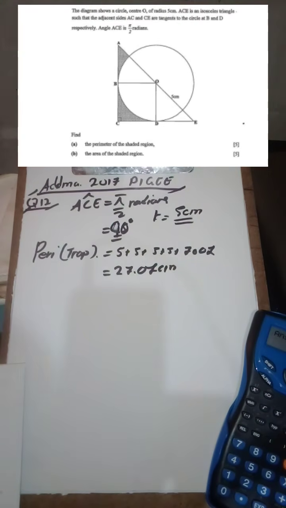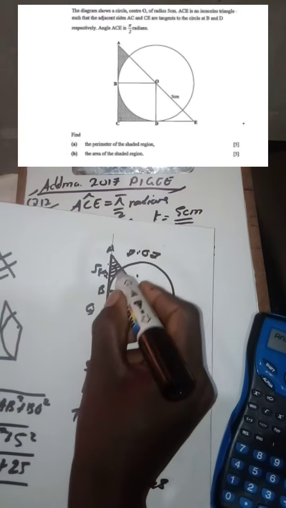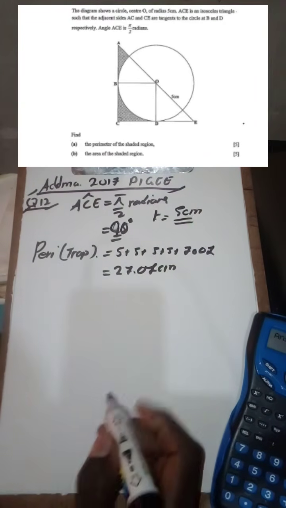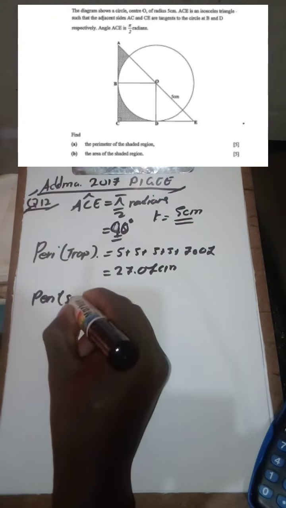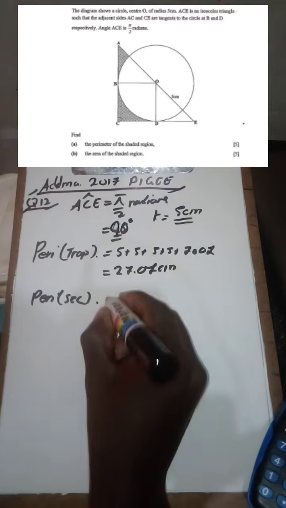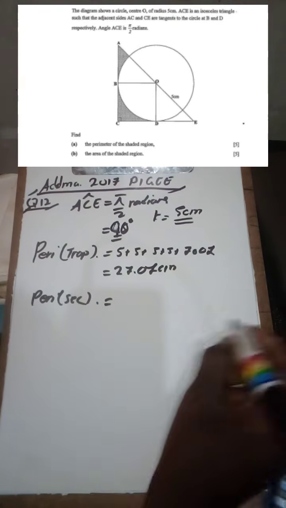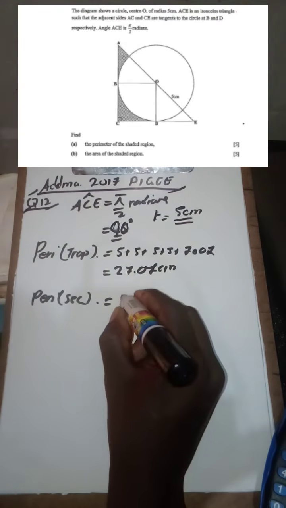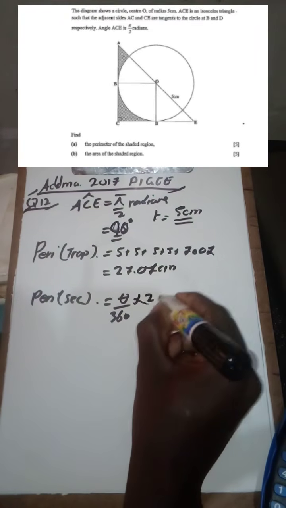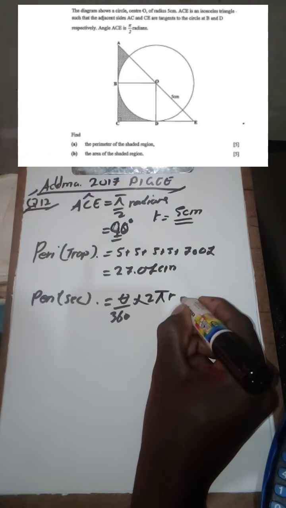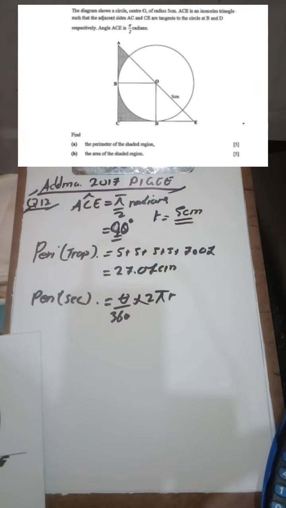Okay, so now what is remaining for us is to find the perimeter of this sector that is inside. So now we say perimeter of the sector is equal to, so remember how you find the perimeter of the sector. We say theta divided by 360, you multiply it by 2 pi r. Then you're also going to add the 2 sides that you have at the end. Remember, if you don't want to say 2 pi r, you can just say pi d. It's still one and the same thing.